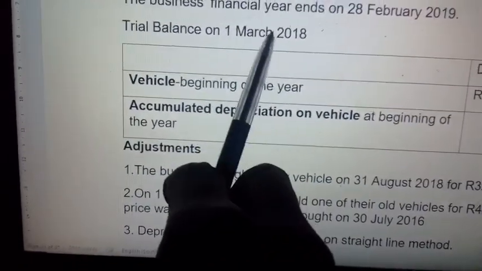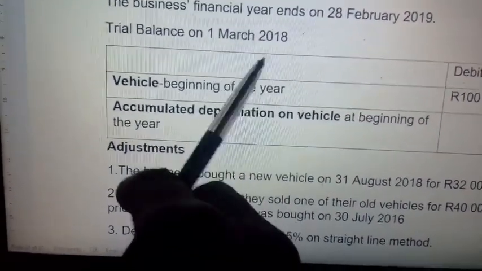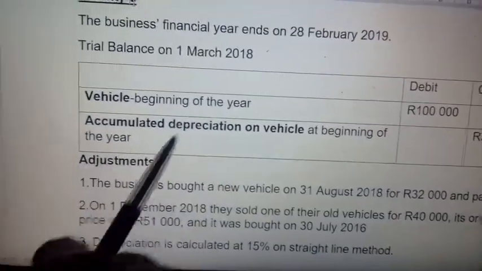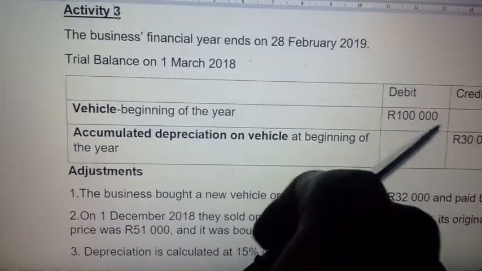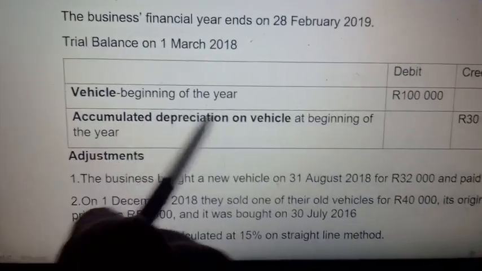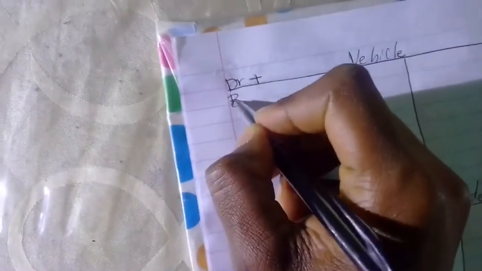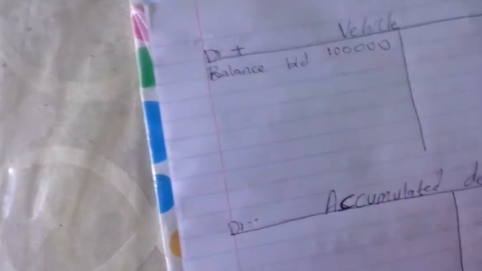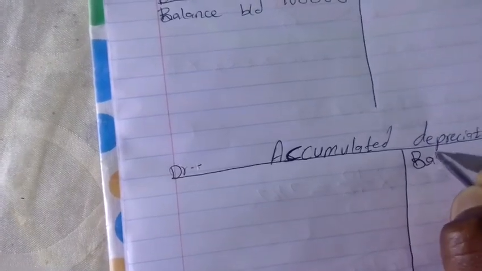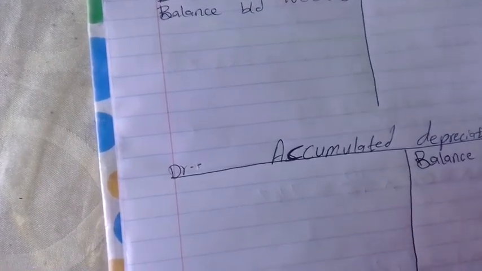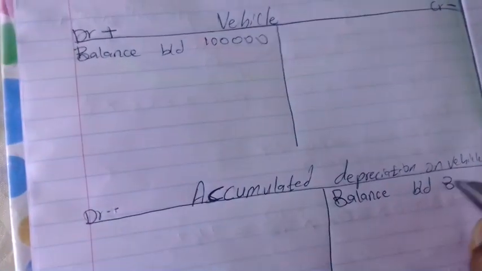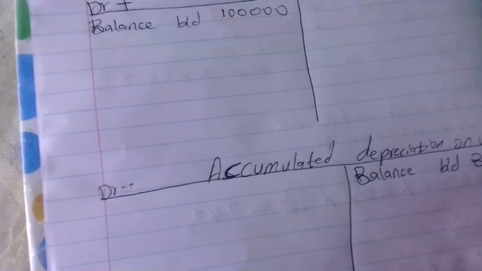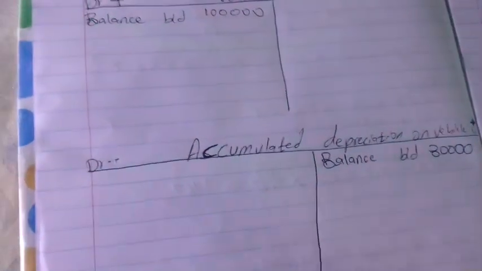They said the trial balance is on 1 March 2018. It means the trial balance at the beginning of the year, so these balances will be balances at the beginning of the year. So we have a vehicle balance at the beginning of the year of 100,000. We go to the vehicle ledger account, on the debit side, and say balance brought down of 100,000. From there, accumulated depreciation: you also have a balance brought down of 30,000 at the beginning of the year.